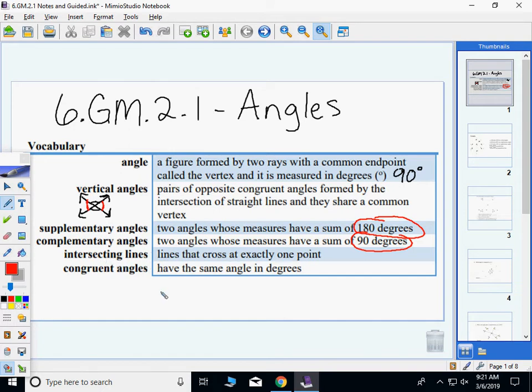Intersecting lines, those are lines that cross at exactly one point. So like vertical angles are intersecting right here at this point. And congruent angles, that's just another way of saying that they're equal. So they have the same angle, they're equal to each other.